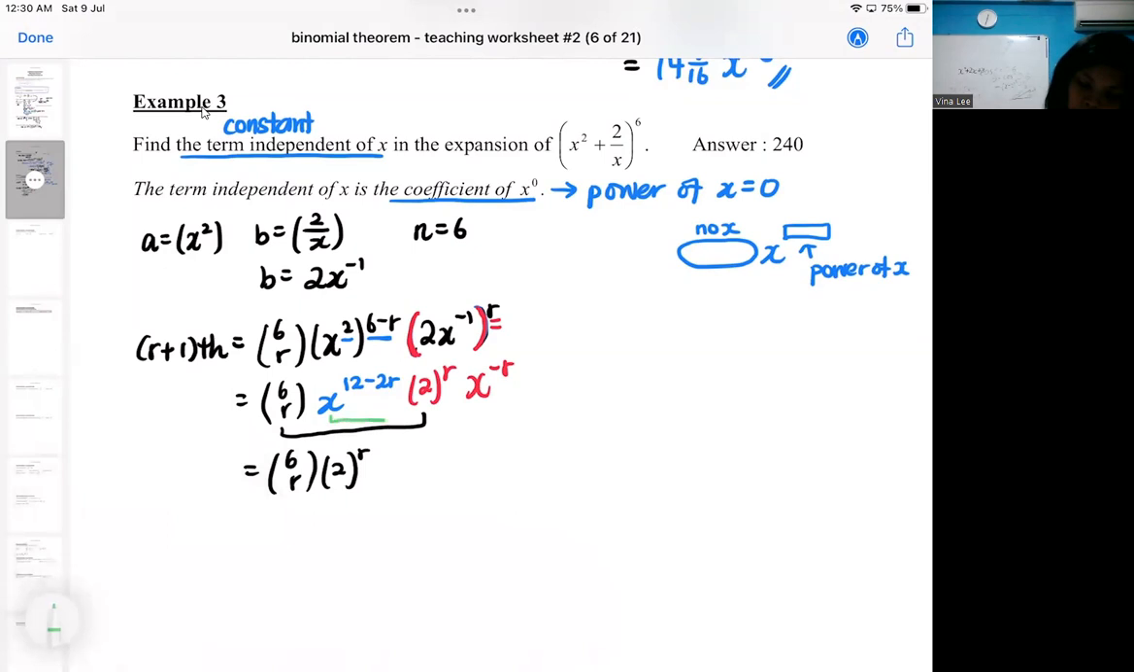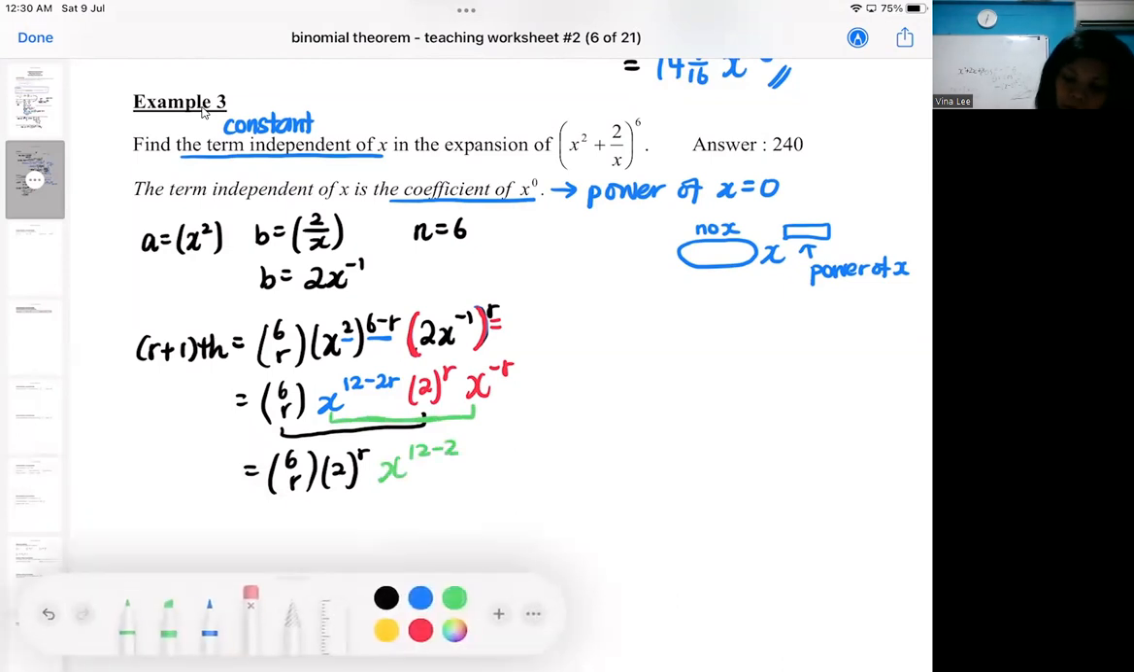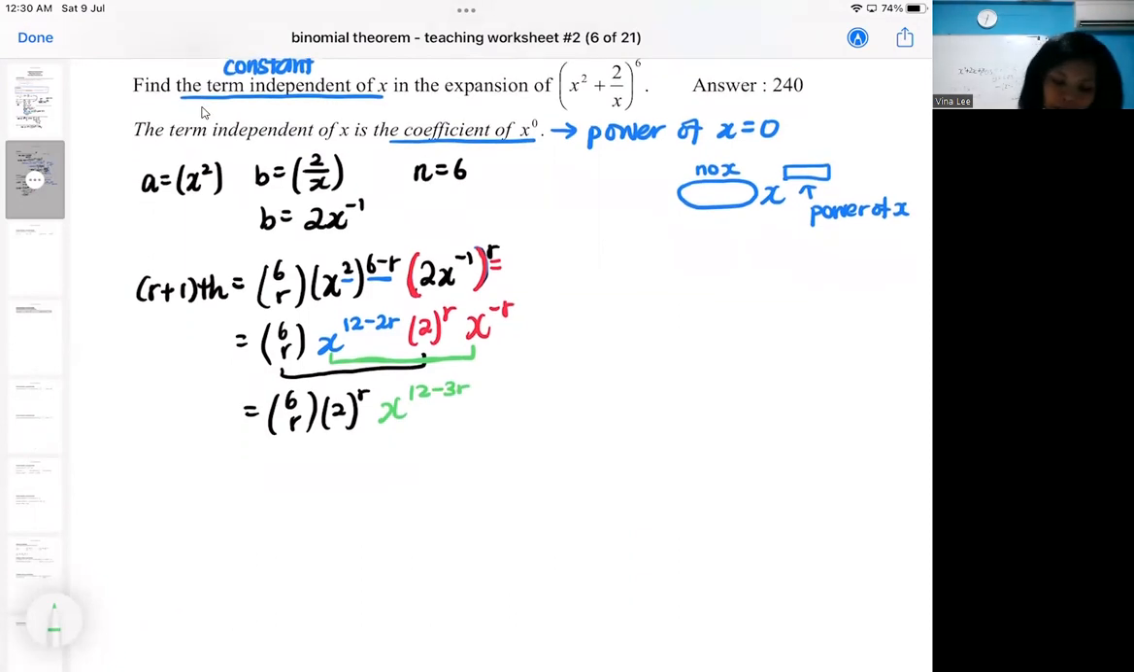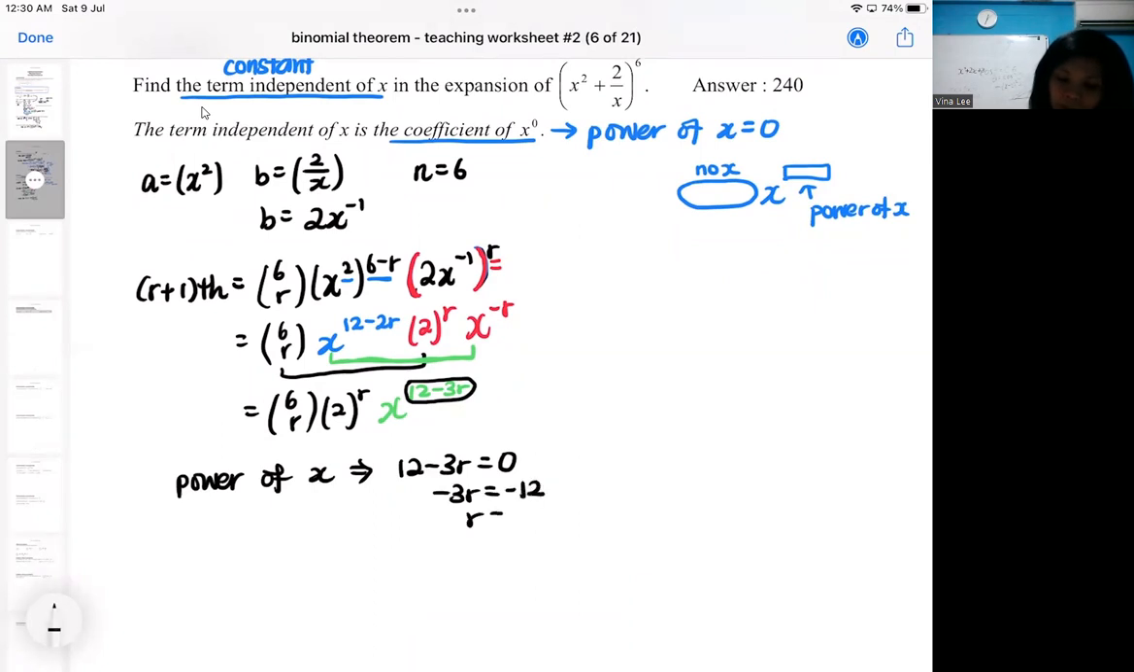Whereas these 2, I'm going to use same base multiplication, so I'm going to add the powers up. If I add them up, I will get 12 minus 3r. And knowing the term independent of x has power of x 0, I'm going to set the power to 0. So that means the power of x is going to be 0. Do it very logically. You'll find it's not so difficult, and don't mess things up along the way.